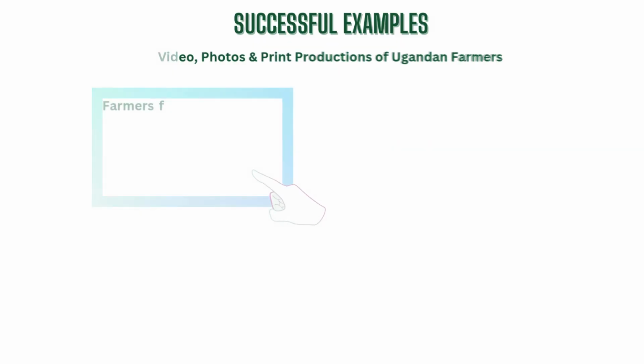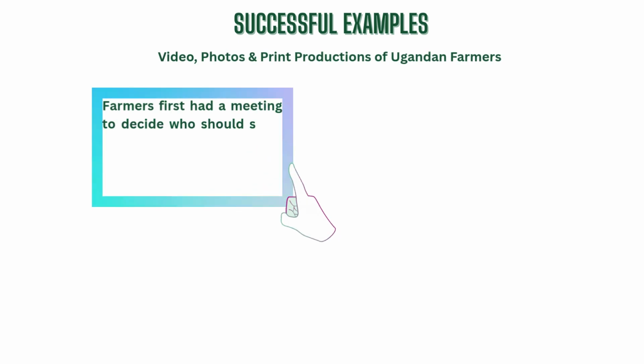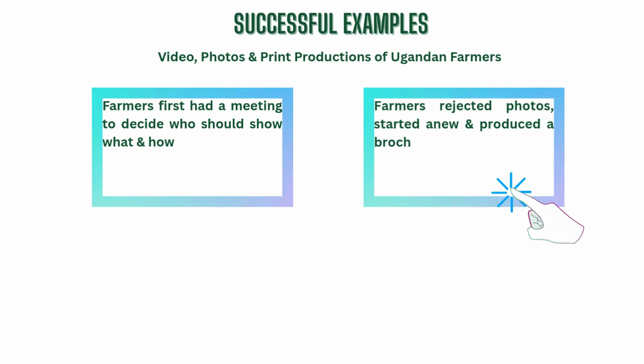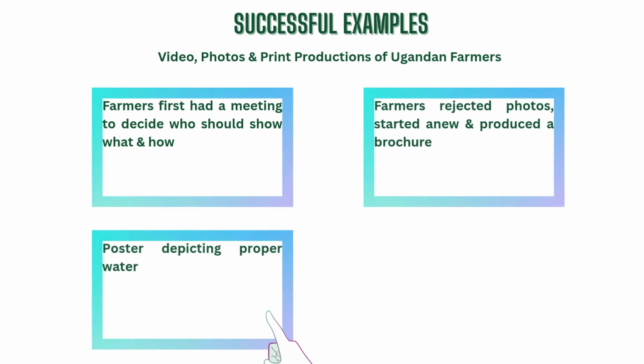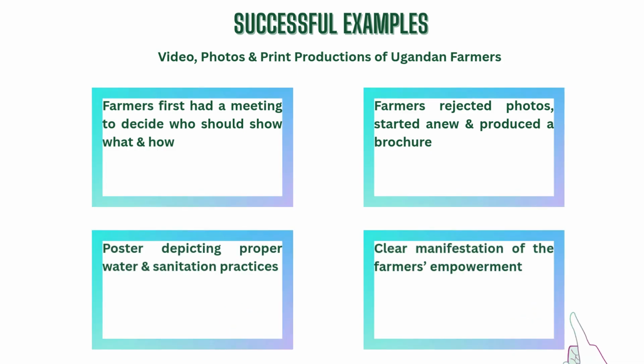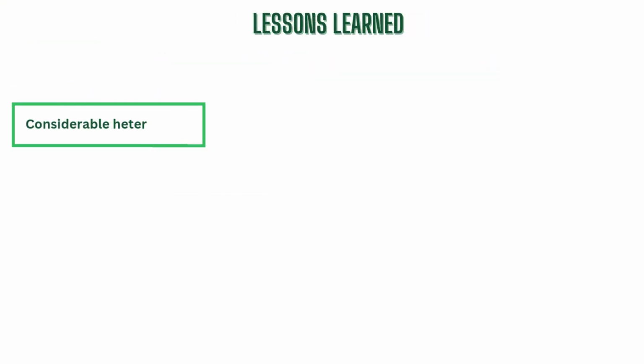Successful examples. Video, photos, and print productions of Ugandan farmers. Farmers first had a meeting to decide who should show what and how. Farmers rejected photos, started anew and produced a brochure and a poster depicting proper water and sanitation practices. A clear manifestation of the farmers' empowerment.